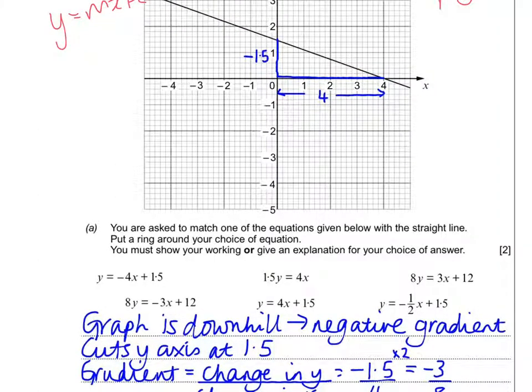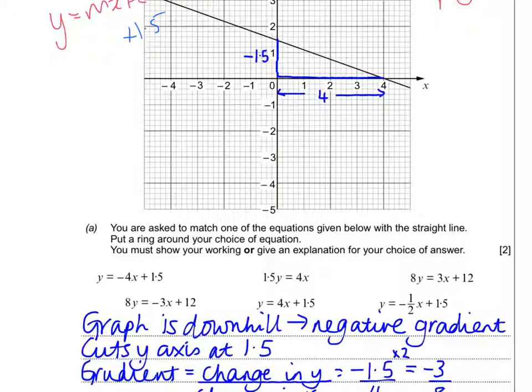I was saying. It cuts the y-axis at 1.5, so you can see here 1.5. So I already know what c is. I can go and actually write that in if I wanted to, say plus 1.5, because that's where it cuts the y-axis. To work out the gradient then, you draw a triangle.